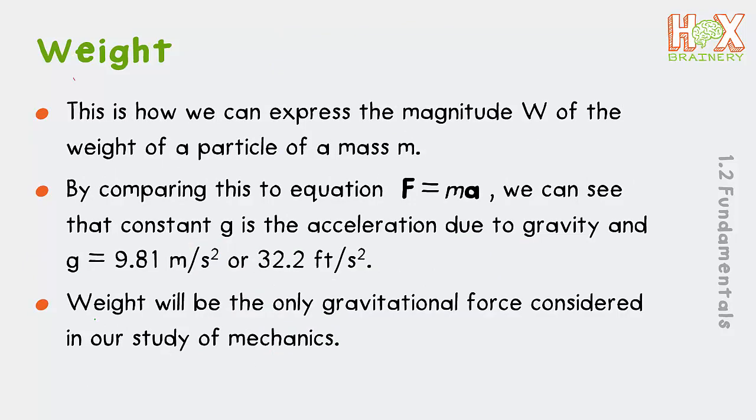And this is how we can express the magnitude, W, of the weight of a particle of mass m. And if you compare it to this equation from Newton's second law, you can see that the constant g is the acceleration due to gravity, and we'll either use g equals 9.81 if we're doing meters per second squared, or 32.2 if we're doing feet per second squared. Weight will be the only gravitational force that we consider in our study of mechanics.